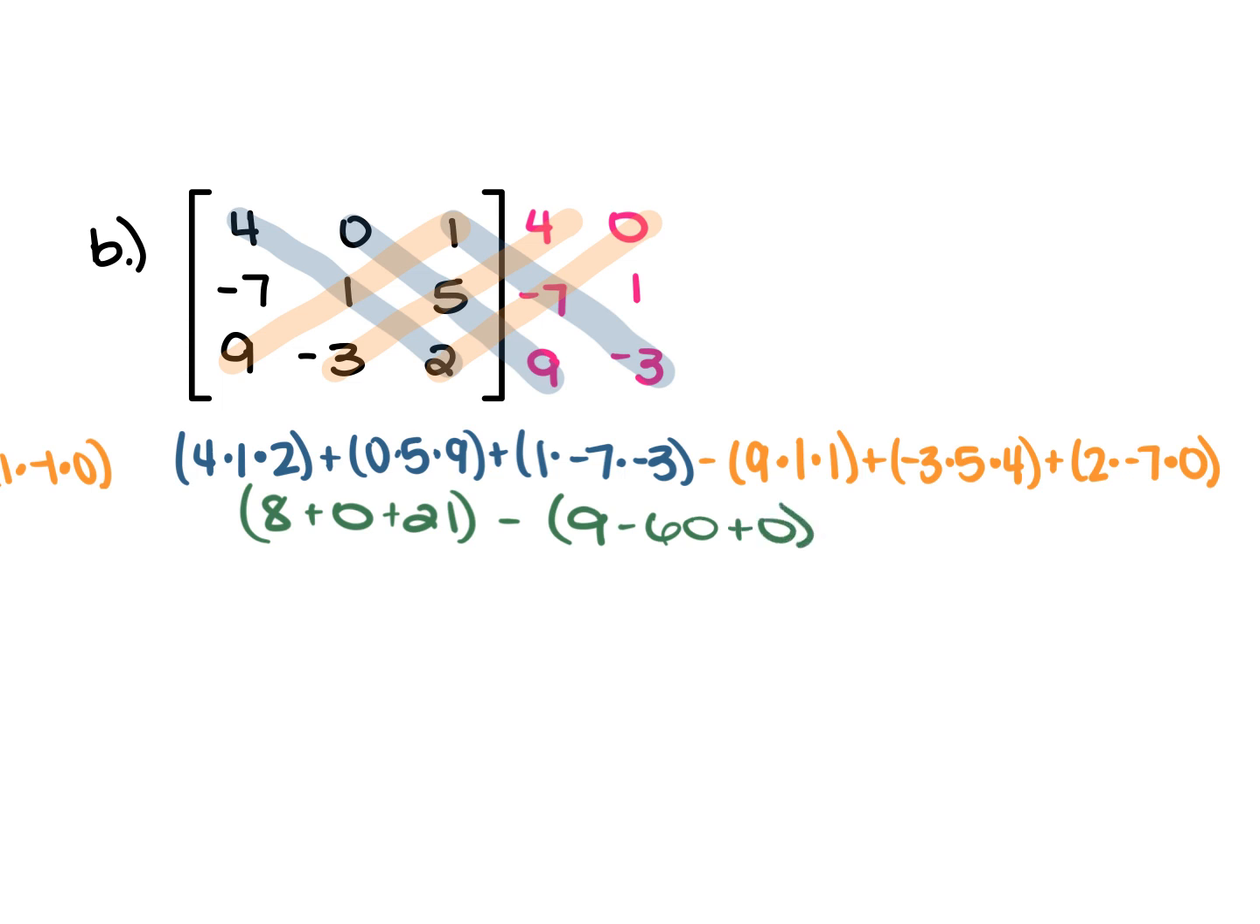8 plus 21 gives you 29. 9 minus 60 gives you negative 51. You're going to add these because of the double negatives. 9 and 1 is 10, carry the 1. 5, 1, and 2 gives you 8. So your determinant for this one is 80.